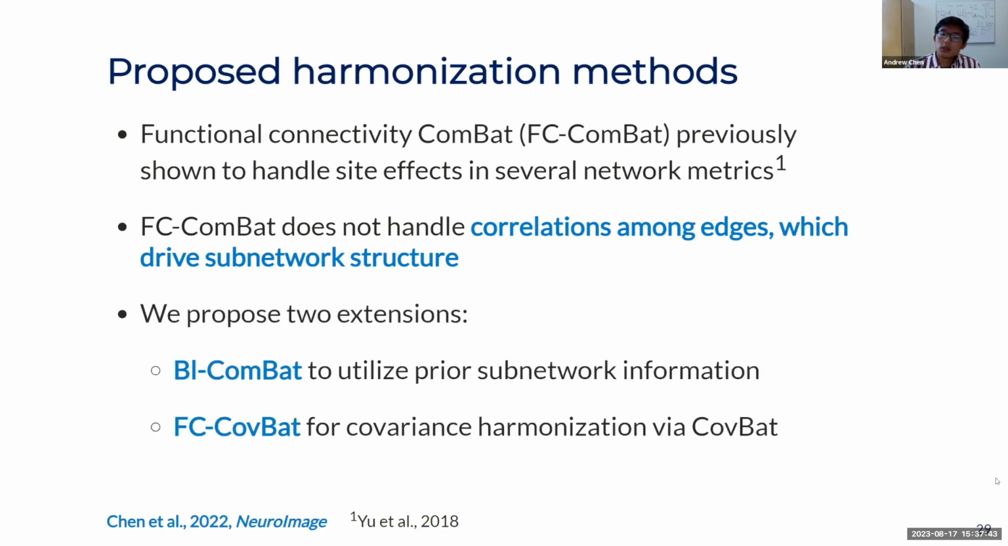So in order to do this, we proposed 2 extensions, one of which borrowed information from the atlas that we defined in the parcellation as prior subnetwork information, which can inform the blocks that we're interested in considering. And the other main method that we used is extending CovBat to the setting, where we use CovBat to harmonize the covariance structure across the edge weights. And then we wanted to see if this could address some of the issues that we saw.